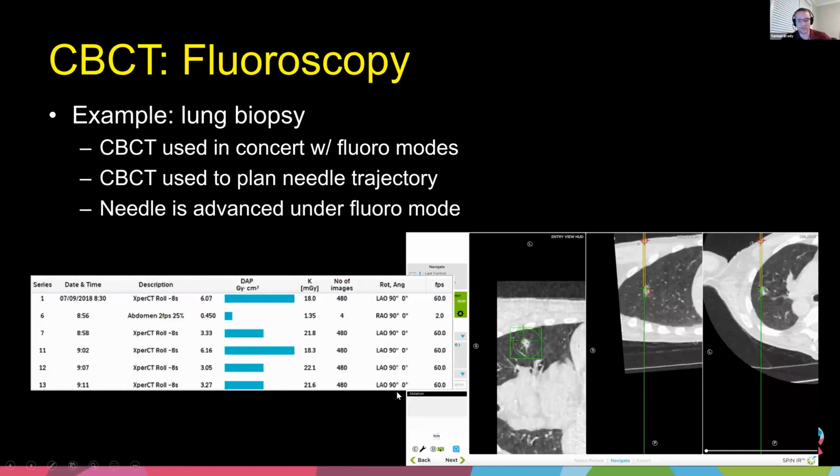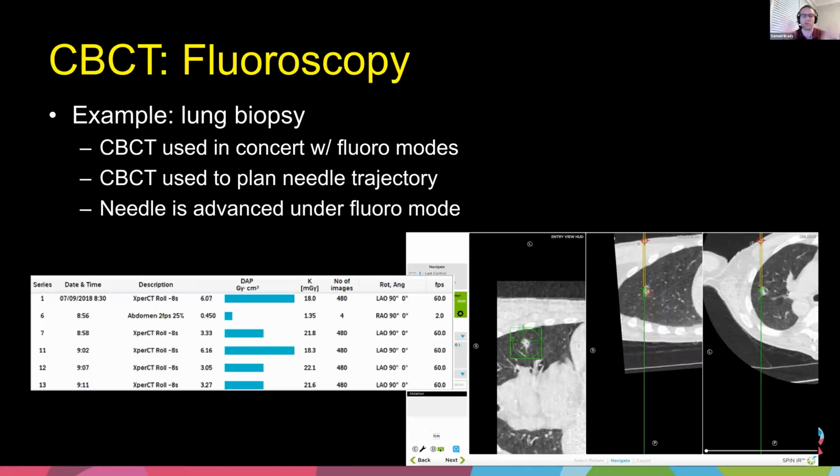So this is a Philips unit. We have Philips at our center. They call it Expert CT. And so that's why you see Expert CT roll, 8 seconds. Typically you'll see that Expert CT roll one, two, maybe even three or four times in an actual procedure. And then you'll find these 2 frames per second right here. You'll see these fluoro acquisitions intermingled between it.